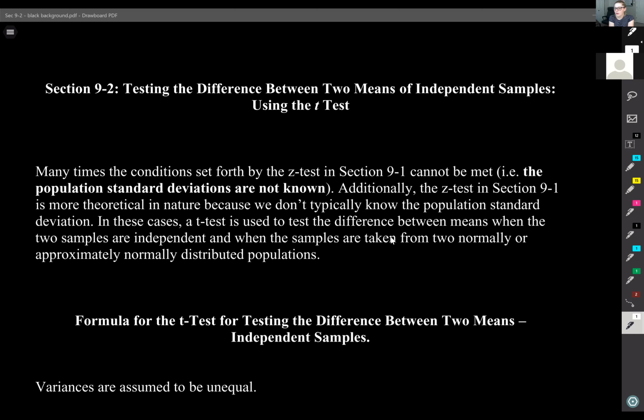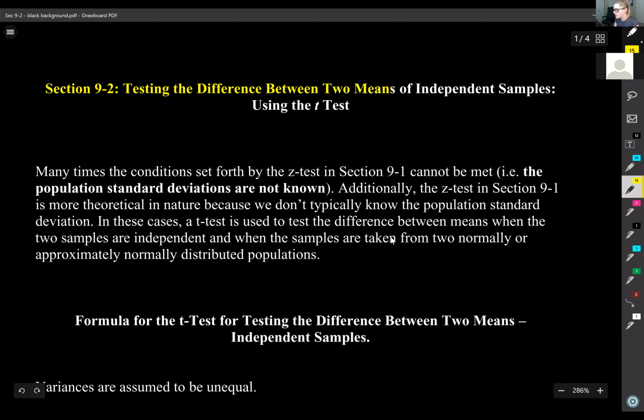I mean, it's kind of interesting if you think about it because like you're making a claim about the population mean, but you know the population standard deviation. Like it's just a little like theoretical. So the reason that we skipped 9.1 is because of that. So we're just going to jump right into 9.2, which is testing the difference between two means of independent samples when you don't know the population standard deviation, which happens more often. So skip 9.1, you don't need to know it. It doesn't make a whole lot of sense to cover it. So we're just going to start at 9.2.